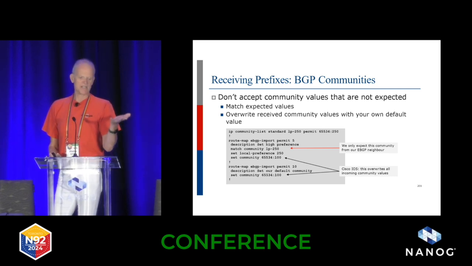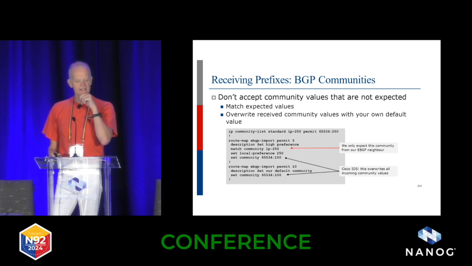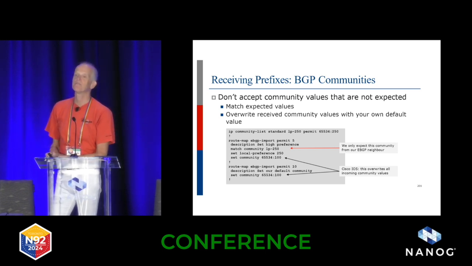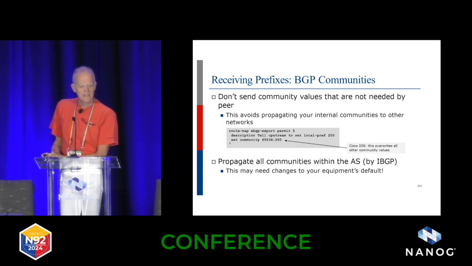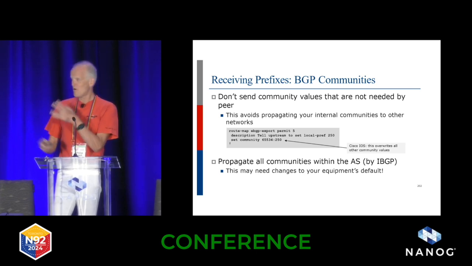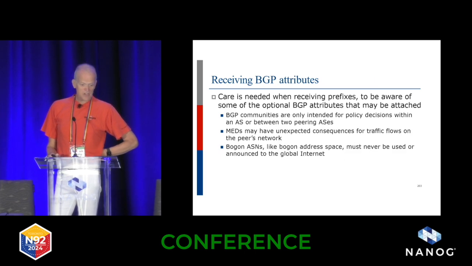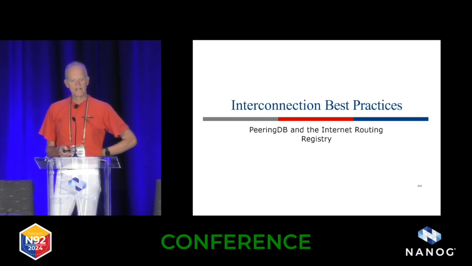Right, so I've got some examples here, just using the iOS CLI as an example. Match what you expect. Otherwise, if you get other rubbish or whatever it is, overwrite it with something internal. Don't send out community values that are not needed. So that avoids propagating internal communities to other networks. So just overwrite all your internal stuff with one thing that can be used externally. And that's probably the easiest way of doing it. What else? BGP attributes, we've talked about them, that's fine, that was a summary.